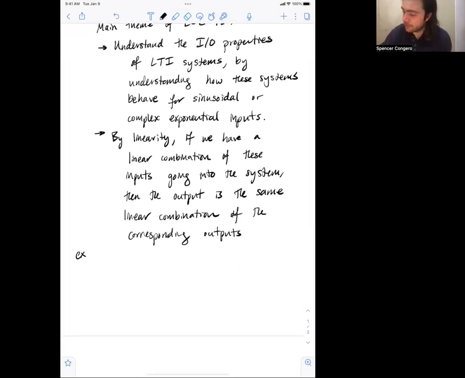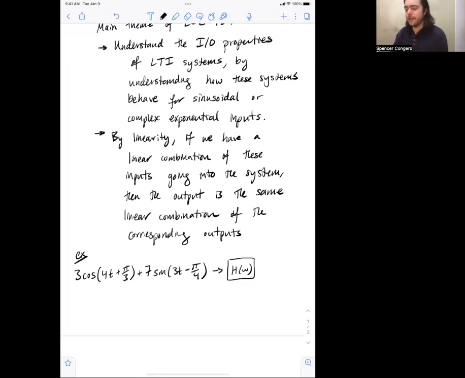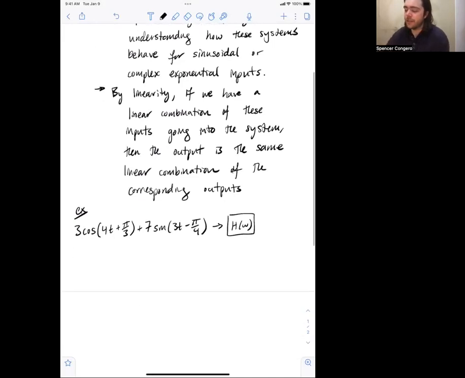But let me show you some examples. It's pretty simple, actually. It's exactly what you'd hope to happen. So let's say I have 3 cosine of 4t plus pi over 3, just some random inputs. But now we're going to add to it 7 sine of 3t minus pi over 4. And let's say I send that into a system with some frequency response. So we're going to start talking about frequency response more generally for LTI systems. So far, we've really only talked about it specifically for RLC circuits, but just for now, pretend it's a circuit, but I'll just leave it like that.